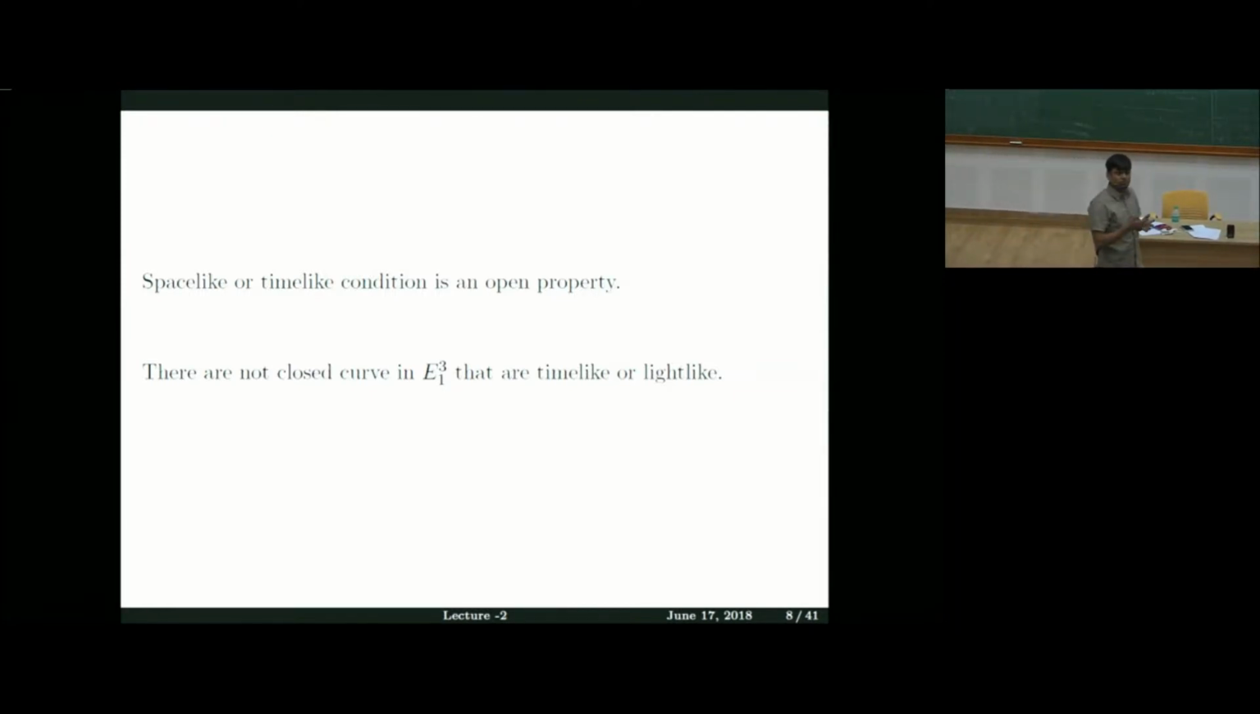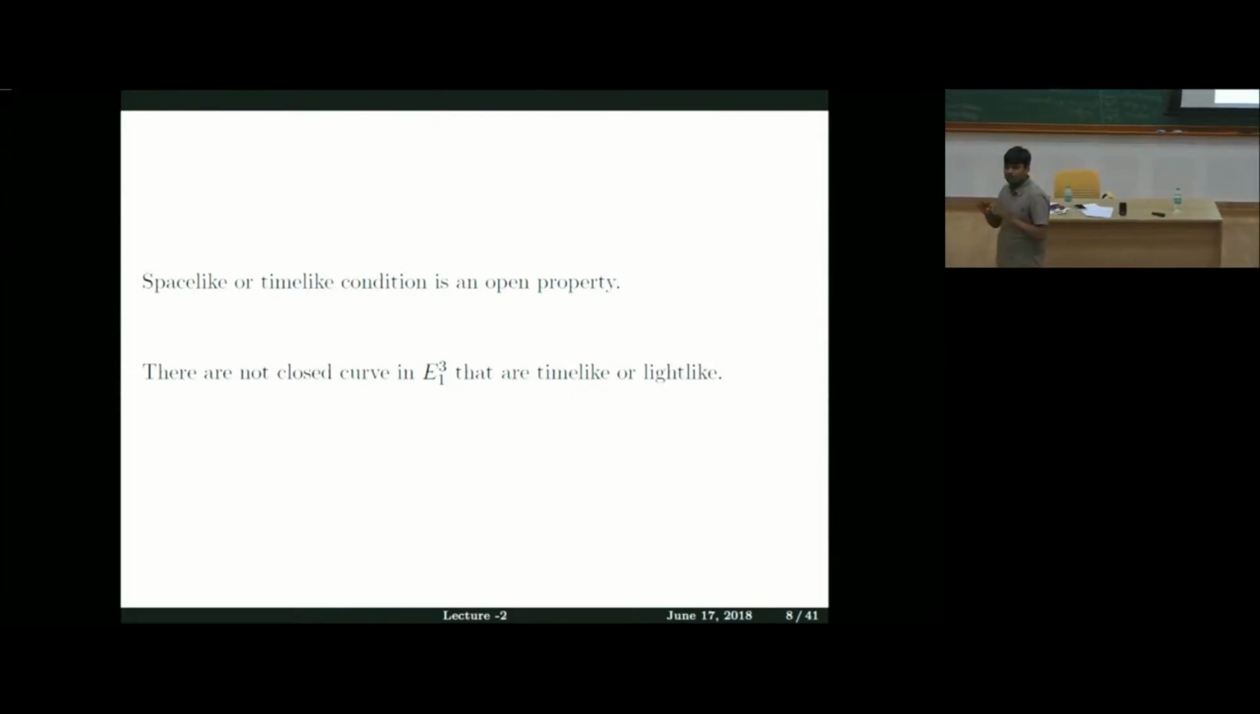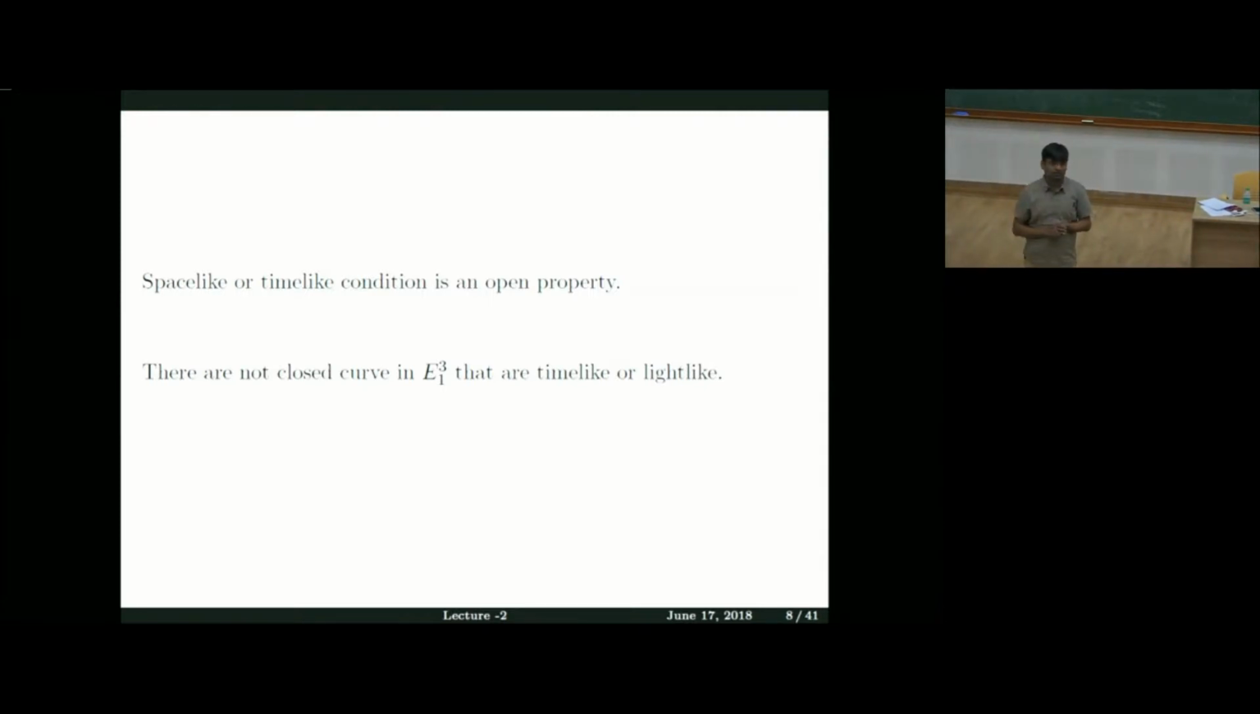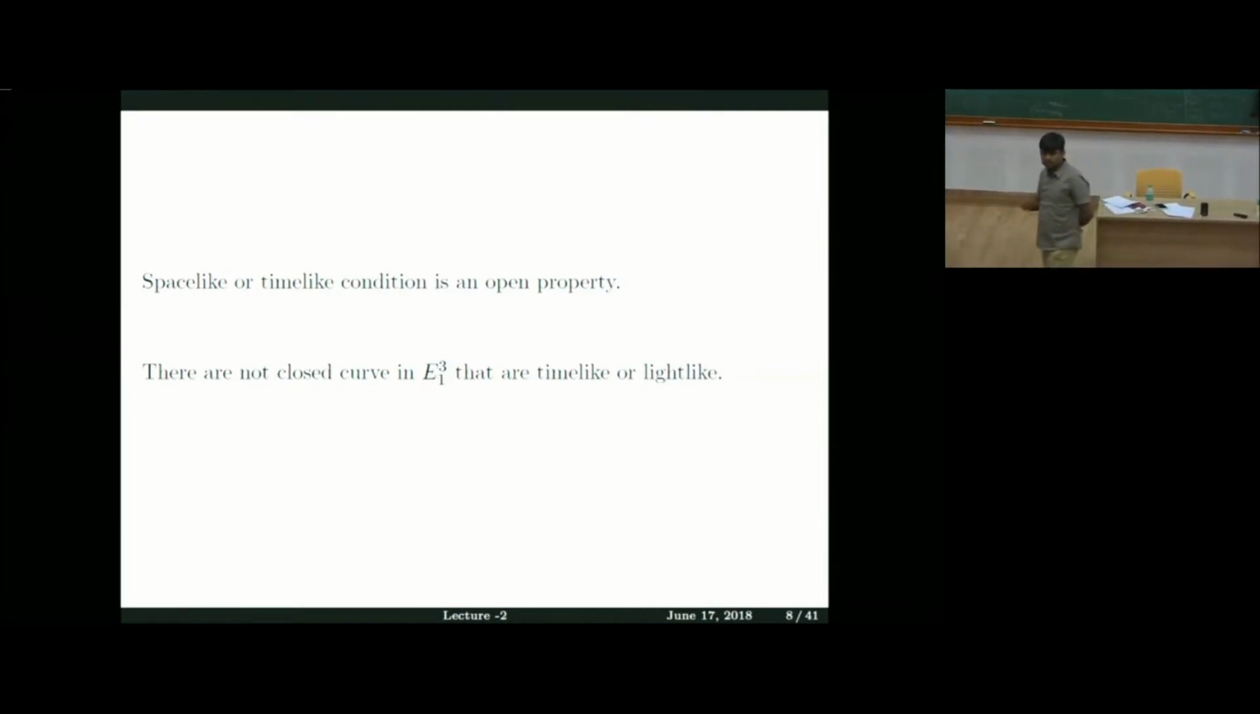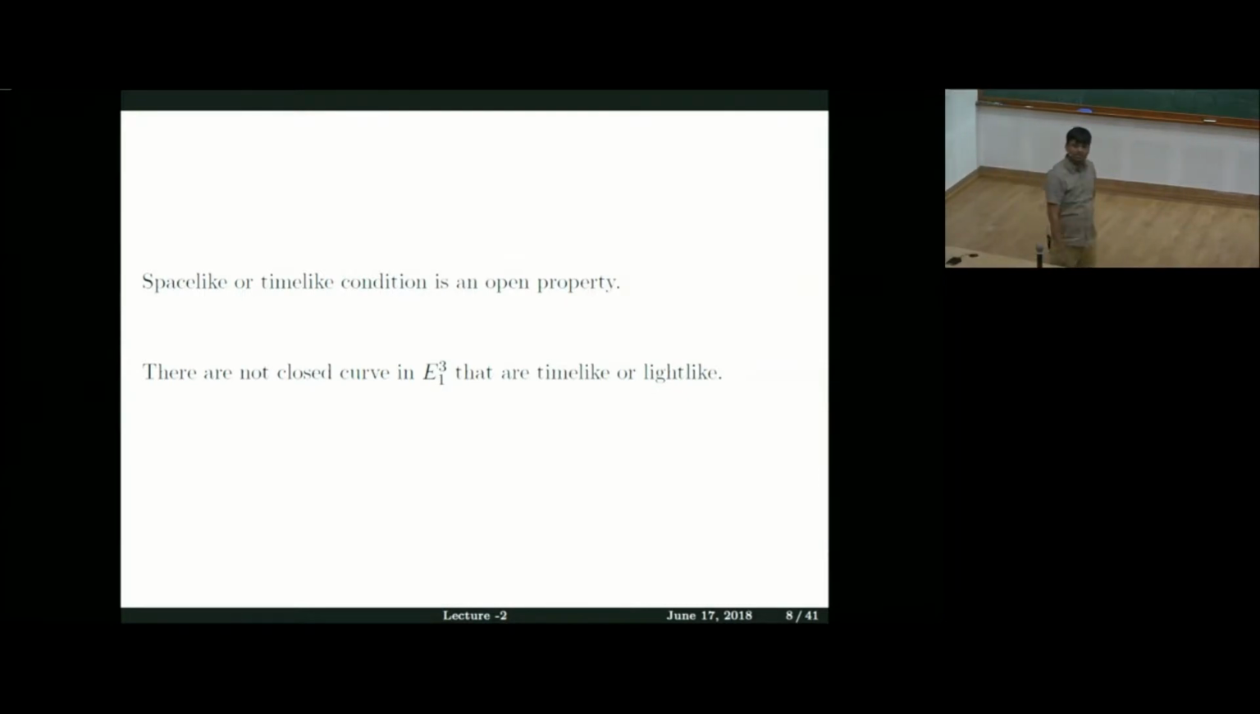There are no closed curves like that. So what will happen? Can you prove this? Suppose it is a closed curve, alpha t. Write alpha t as x1, x2, x3. So alpha t is x1 t, x2 t, x3 t. It is closed, so this means there exists a point t naught such that x3 prime t naught is equal to 0.